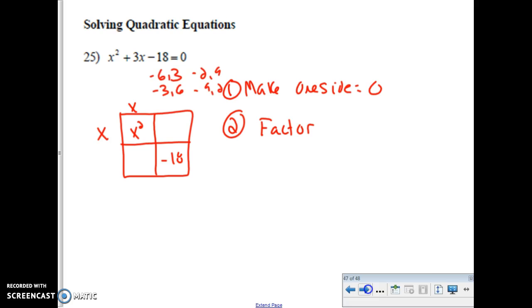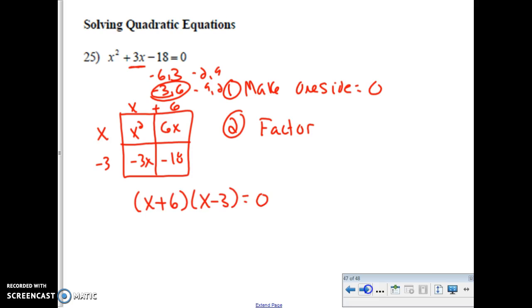And I'm going to choose negative 3 and 6 because if I add those two, I get 3x, which I'm looking for. So I have 6x minus 3x. That gives me the 3x that I'm looking for. So my factored form is x plus 6, x minus 3 equals 0.